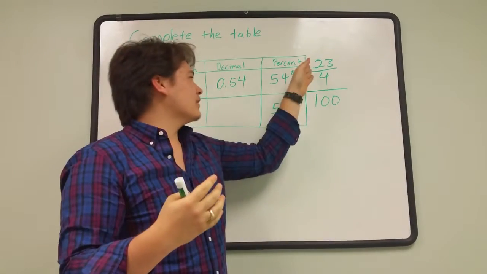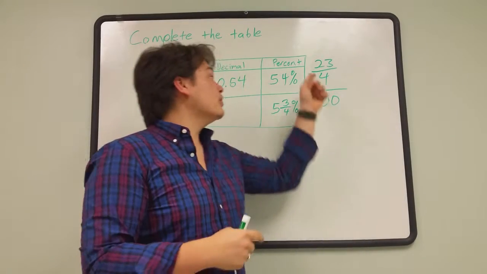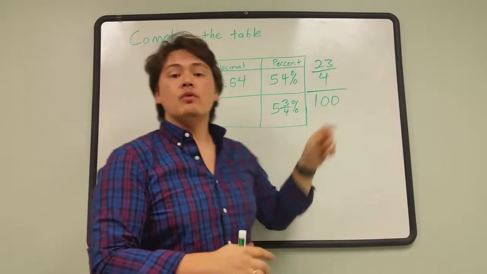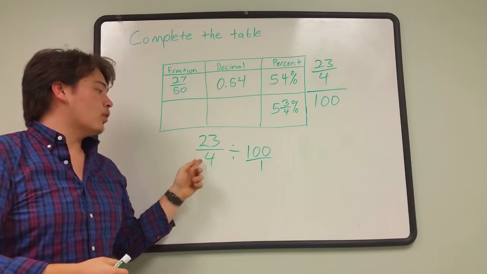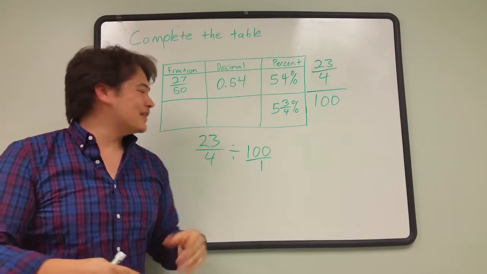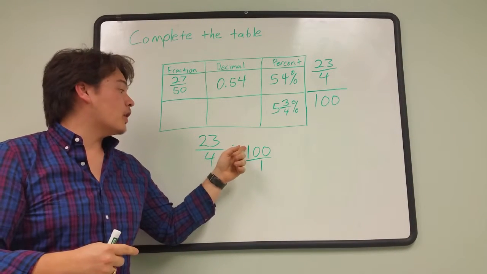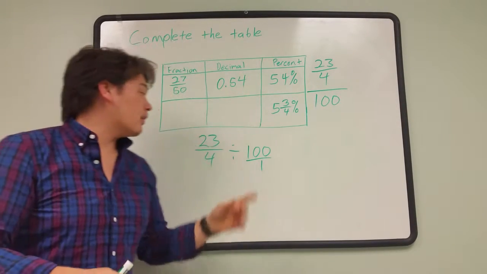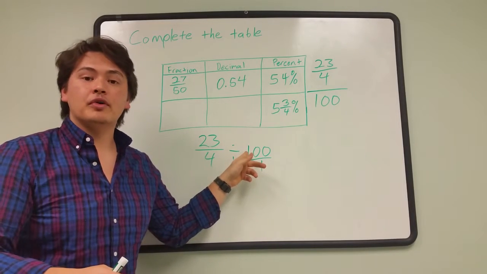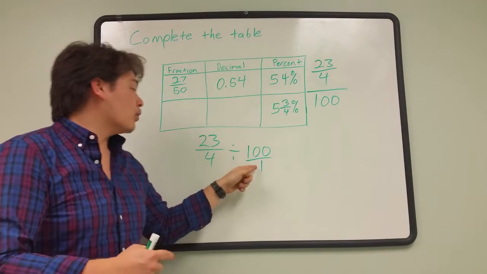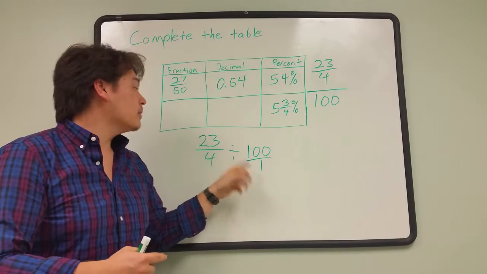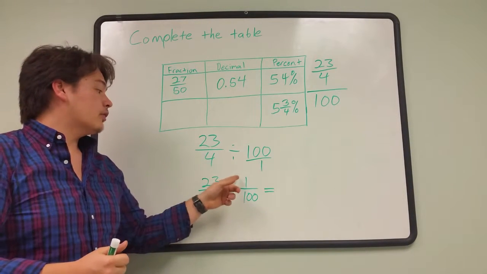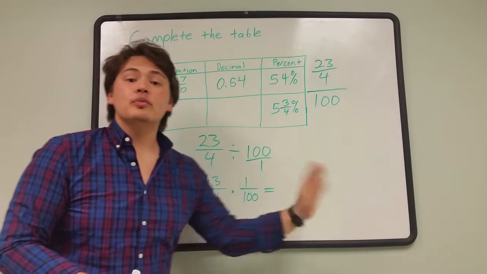Now I don't like looking at this because there's too many levels, so what I'm going to do is rewrite this in a linear form. So it's going to be 23 over 4 divided by 100. Since 100 is a whole number, we're going to rewrite it as 100 over 1. Now when we are dividing fractions, we do the reciprocal of the second number and multiply both fractions, meaning that the 1's going to go on top and the 100 is going to go on the bottom, and we multiply the fractions. So now we have 23 over 4 times 1 over 100, and we're just going to multiply across.